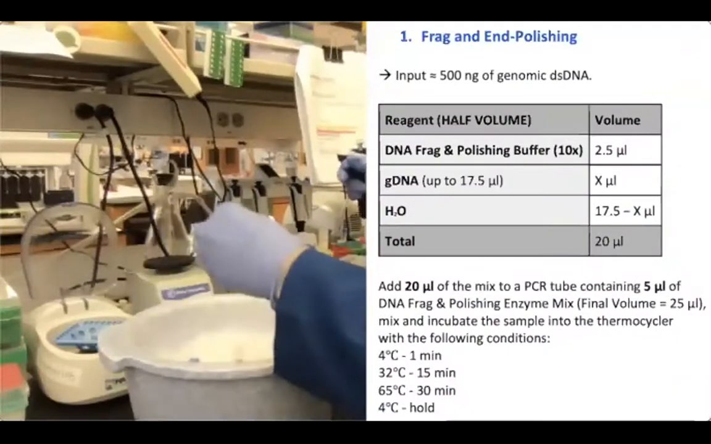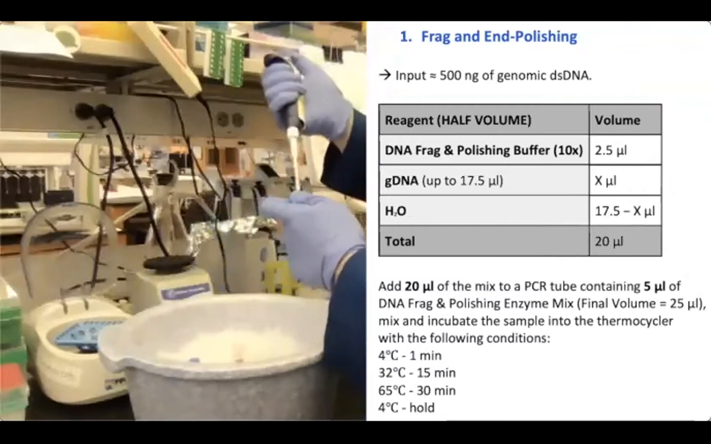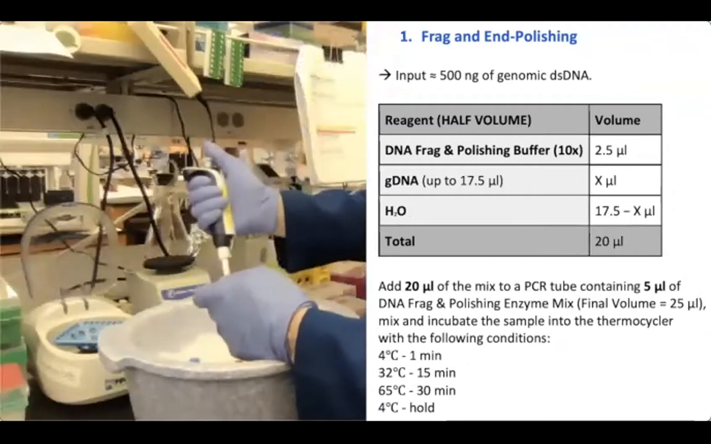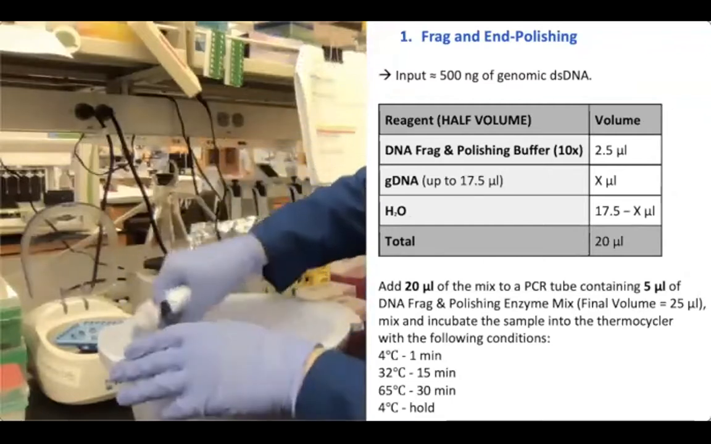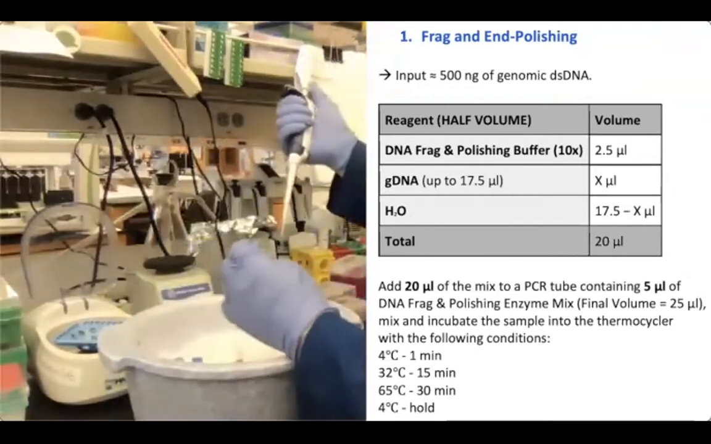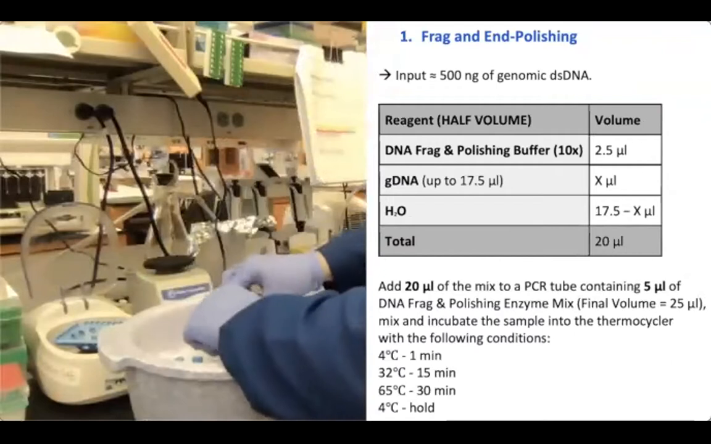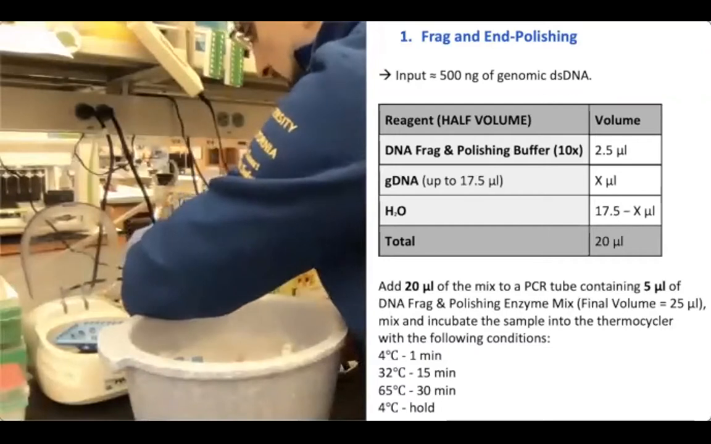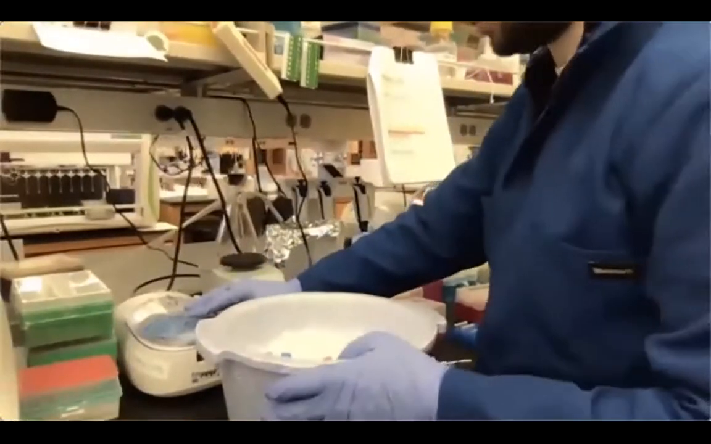Okay, so let's add 2.5 microliters of the DNA fragmentation polishing buffer to each PCR tube. Go. And then we are adding 17.5 microliters of our diluted lambda phage DNA. Okay, so now we can mix and briefly spin down these two components. Briefly spin down to collect everything at the bottom of the tube.